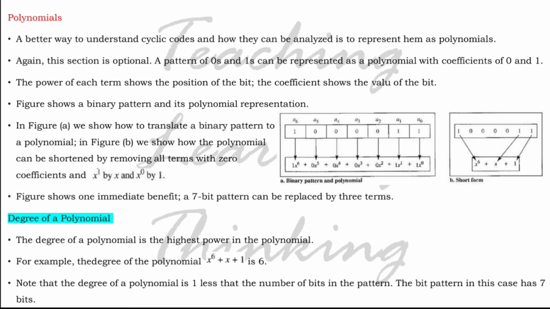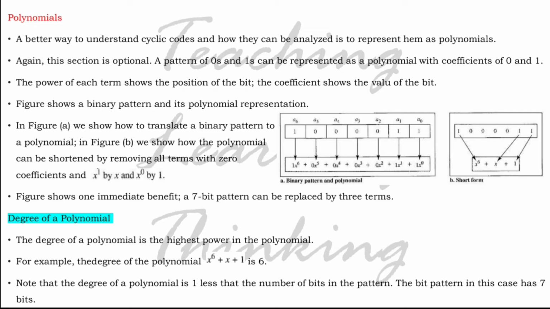Polynomials are a better way to understand cyclic codes and how they can be analyzed. Again, this section is optional. A pattern of zeros and ones can be represented as a polynomial with coefficients of 0 and 1. So the power of each term shows the position of the bit and the coefficient shows the value of the bit.